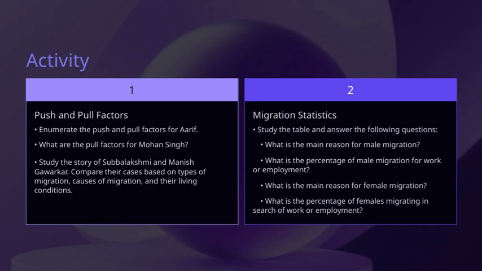Next, we want to identify the pull factors that attracted Mohan Singh to migrate, things like better employment, education, or healthcare. Similarly, we need to look at the push and pull factors for Arif, what pushed him from his original location, and what pulled him to the new one. Recognizing these factors helps us understand the complex motivations behind migration and how they shape individual choices and community development.